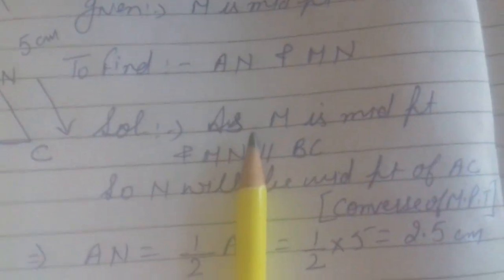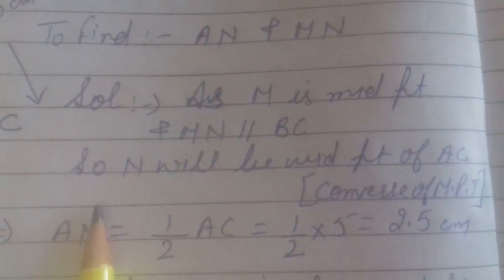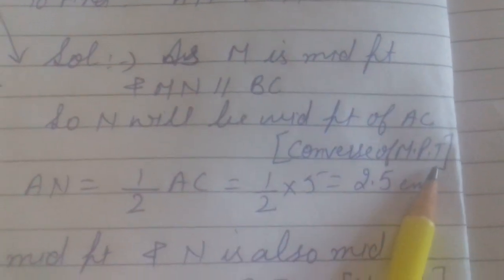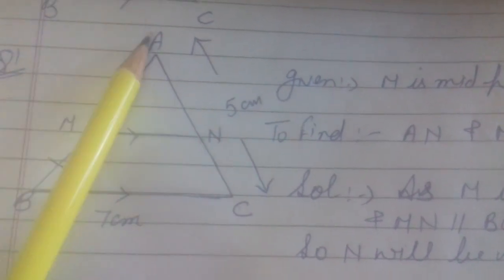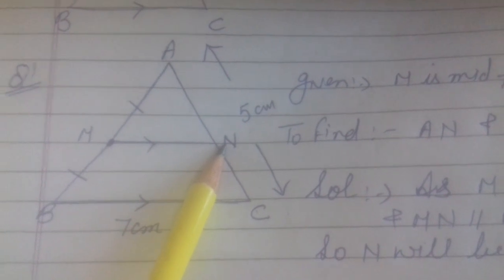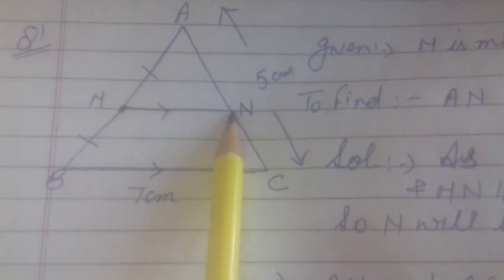Solution: as M is the midpoint, I wrote here, M is the midpoint and MN is parallel to BC. So, N will be the midpoint of AC. Why? Converse of MPT. So, in that case children, look here. If N is the midpoint of AC, the length of AC is what? 5 centimeters. So, what will be AN? Half of 5, 2.5.